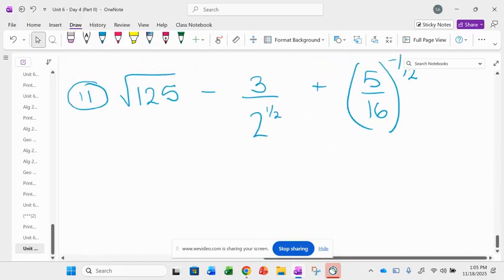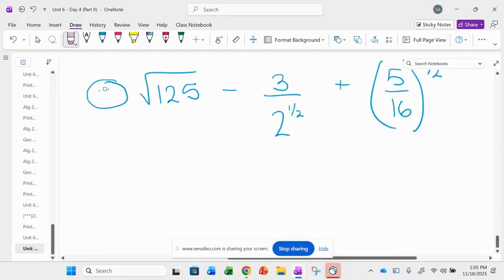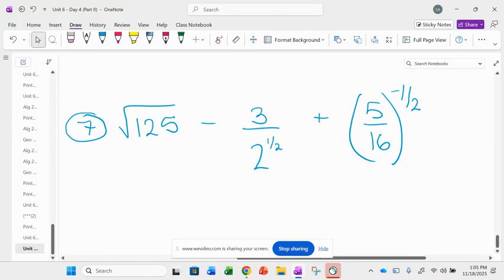Oh, guys, I'm jumping around. I'm trying to find the important ones. That's a -1/2 here.